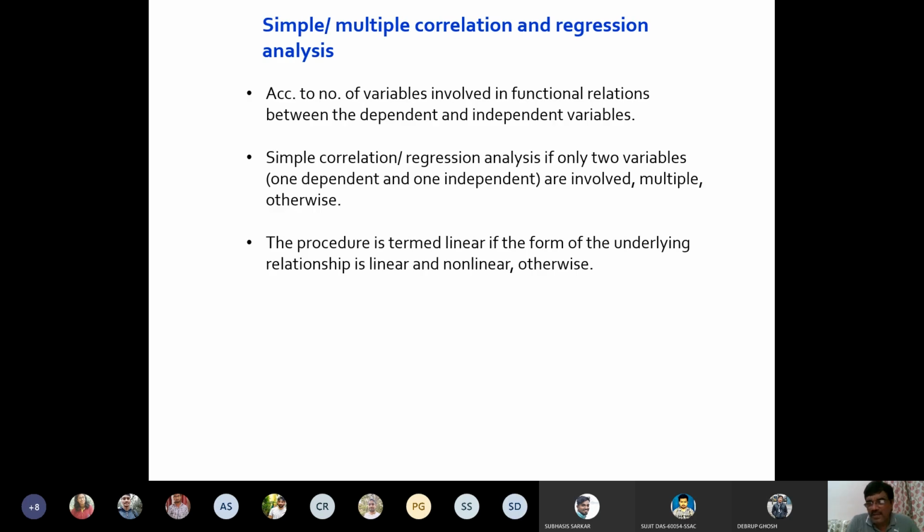Then many times you see simple correlation, simple regression, multiple correlation and multiple regression. So this terminology is there. Simple means only two variables are involved: one variable is independent, the other is dependent. When we analyze correlation and regression only for two variables, one independent and the other dependent, then it is simple correlation analysis or simple regression analysis. Similarly, if two or more variables are affecting a dependent variable, then it will be multiple correlation or multiple regression analysis.